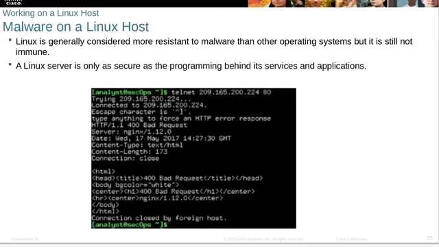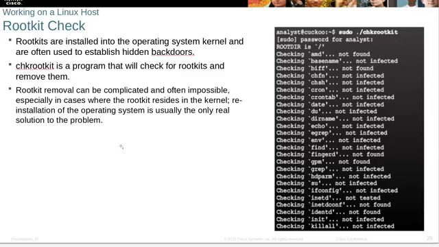Malware. Linux is generally considered more resistant to malware than other operating systems, but it's not immune, so you should make sure that you set up a virus checker. Now I have had Linux systems and customers' Linux systems that have not had a virus checker on for years and they've never had a problem, but it's not worth taking the chance. A rootkit is installed in an operating system kernel and it's often used to establish hidden backdoors. So chkrootkit is a program that will check for rootkits and remove them. However, sometimes the removal is almost impossible and you might have to reinstall the operating system.